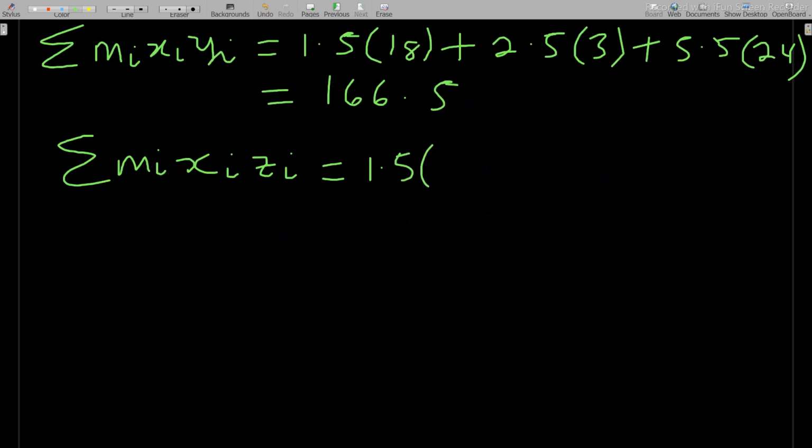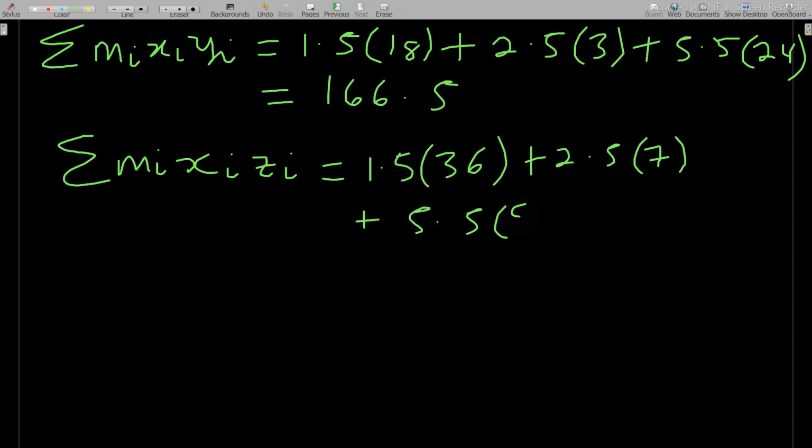into 36. Okay, just multiply x1 and z1. Okay, plus 2.5 into 7, that is mass 2 times x2 and z2, plus 5.5 into 9, and this should give me 121. Okay, then I'll go ahead and find my summation.